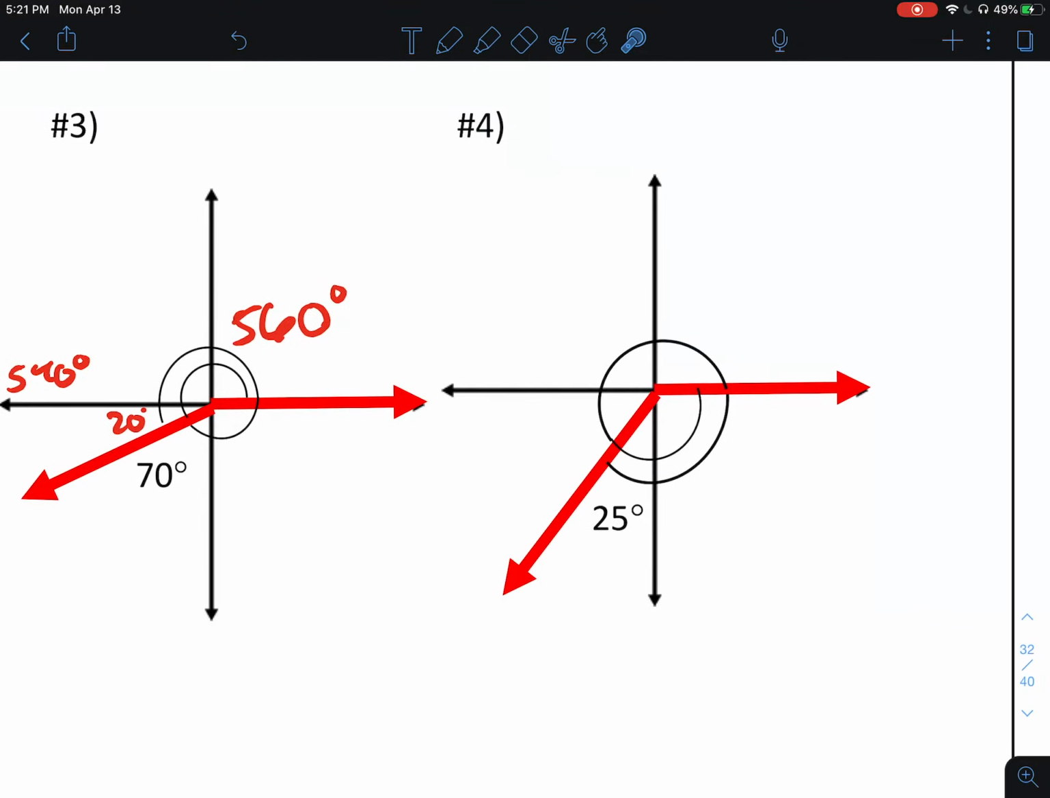Number 4, we are going in the negative direction, so I know our answer is negative. From here to here is a complete revolution in the negative direction. That's a negative 360 degrees. If we come down here, it's negative 90 more. That's negative 450. And then we're going negative more at 25 degrees. It's going to make this negative 475 degrees.